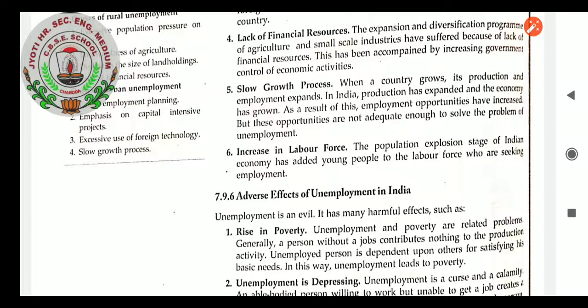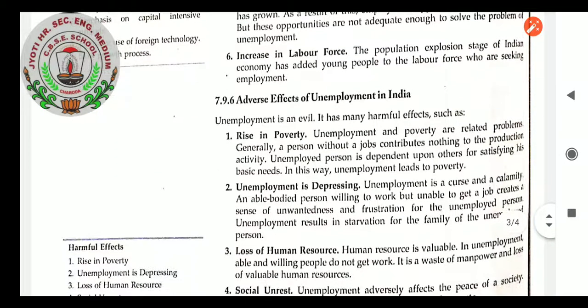With changing times, our country had not adapted modernized technology, but in the present situation of 2022, the scenario has changed. In India, production has expanded and the economy has grown. As a result, employment opportunities have increased, but as we learn, it is jobless growth. The same problem exists now also. Though we are solving the problem, unemployment still exists in the same ratio. Increase in labor force. The population explosion stage of the Indian economy has added young people to the labor force who are seeking employment.